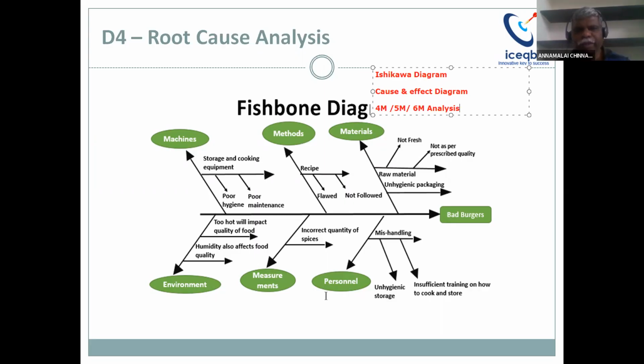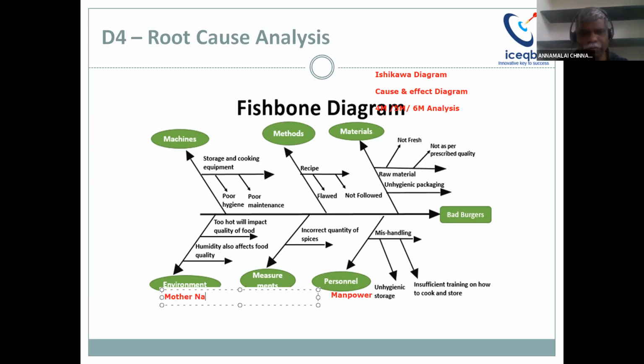So this personnel is actually manpower, and environment is mother nature. So initially we started off with only 4M, machines, methods, materials, and manpower. Then the 5th one was added as measurement, and now we are currently doing the 6M analysis, that is with mother nature. So that means whatever problem you want to find the root causes for, the effect or the problem, you just put it at the head of the fish.